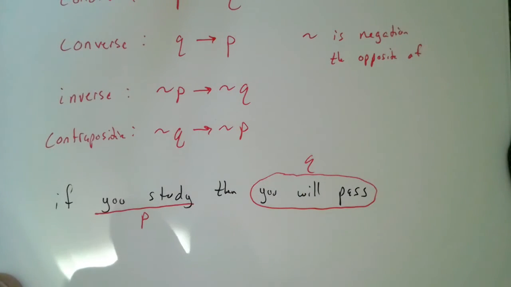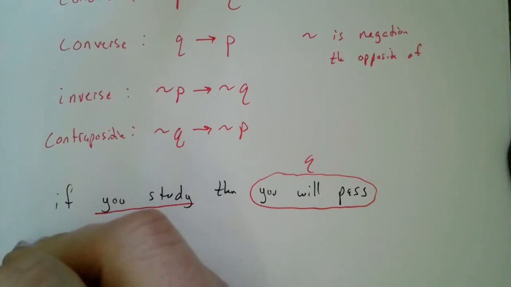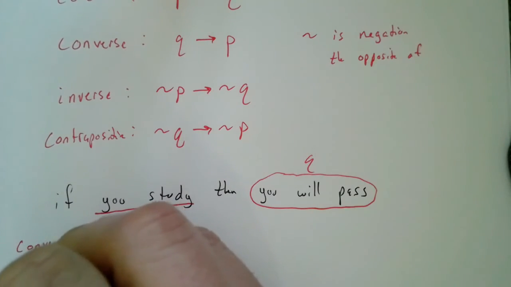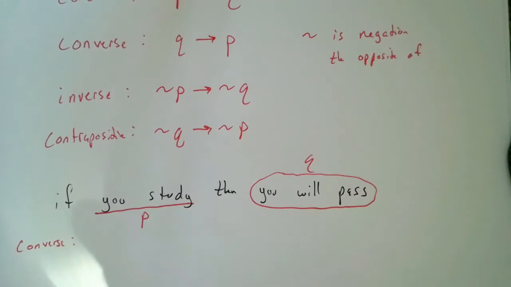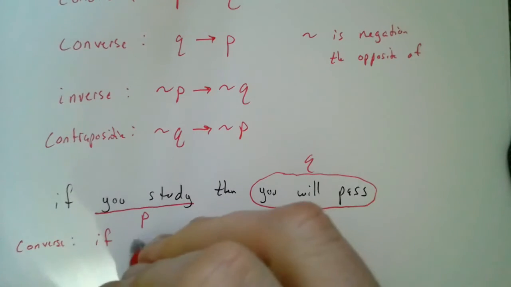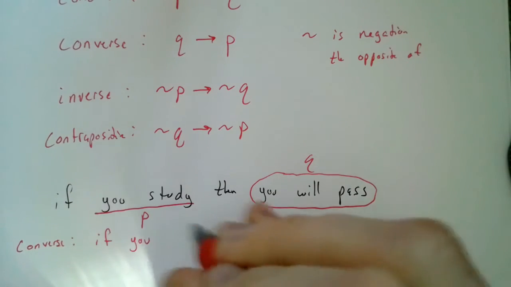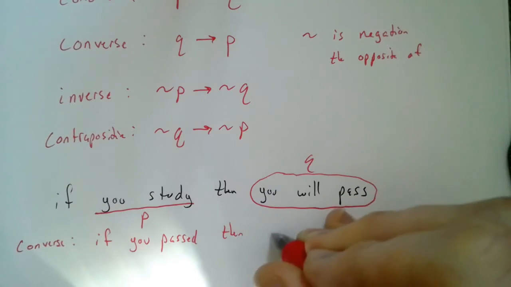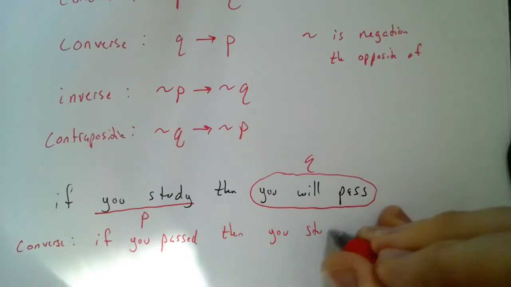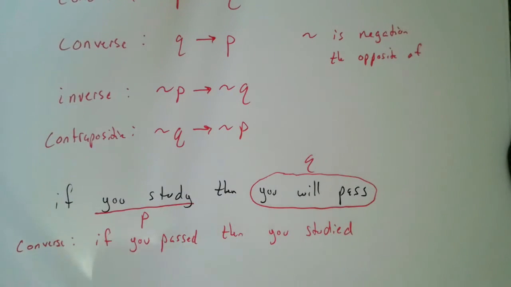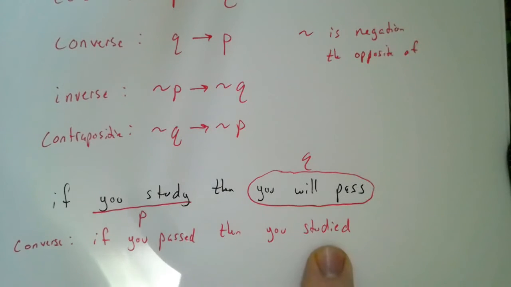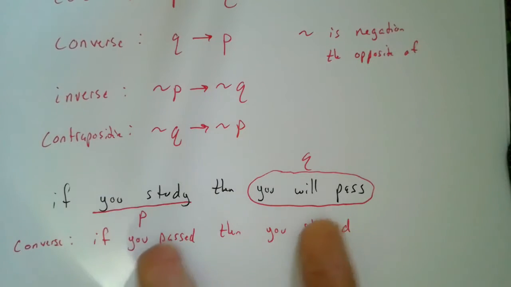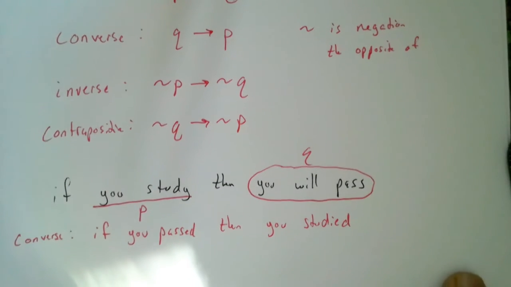So now we can go ahead and find our related conditionals. The first one we're going to do is find the converse. For the converse here, we simply switch P and Q. And you can change the tense if you want, but it's essentially going to be if you passed, then you studied. I just made it past tense so it flowed a little easier, but you don't necessarily have to do that. So if you passed, then you studied. What I want you to notice, the word if did not move, the word then did not move. Simply the statements P and Q moved.